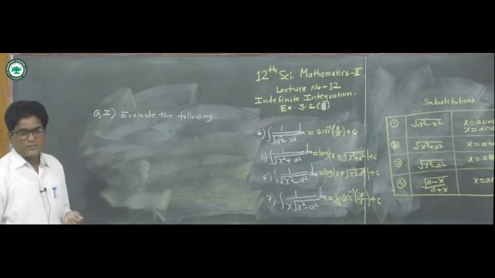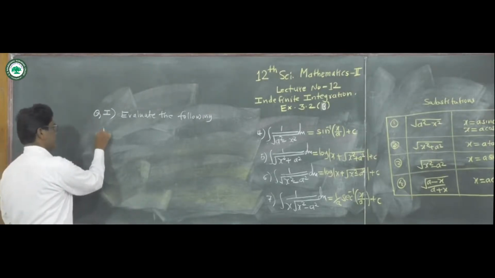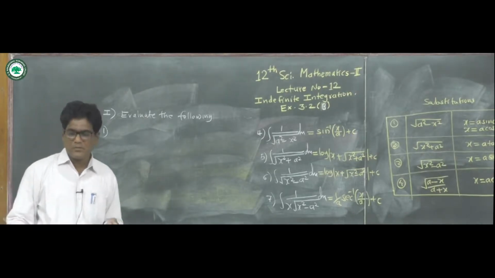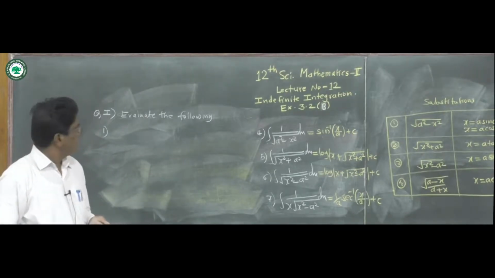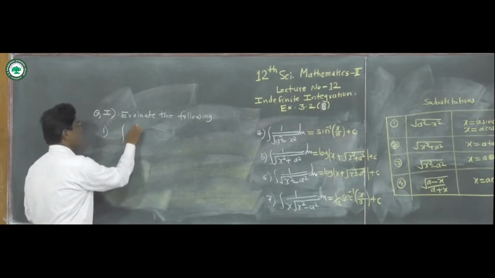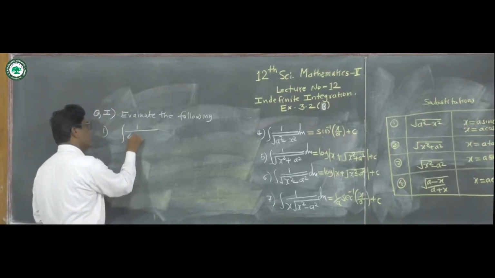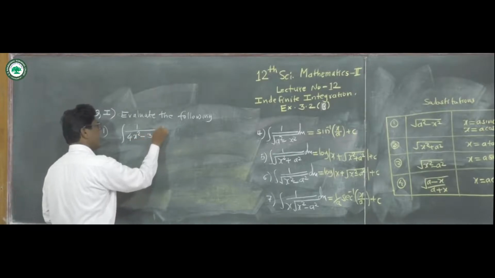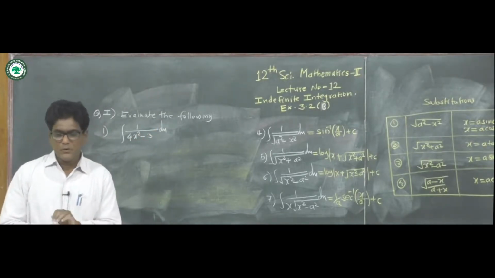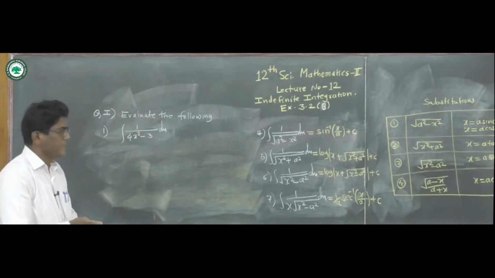And question first, evaluate the following, and the first problem is integration of 1 upon 4x square minus 3 dx.